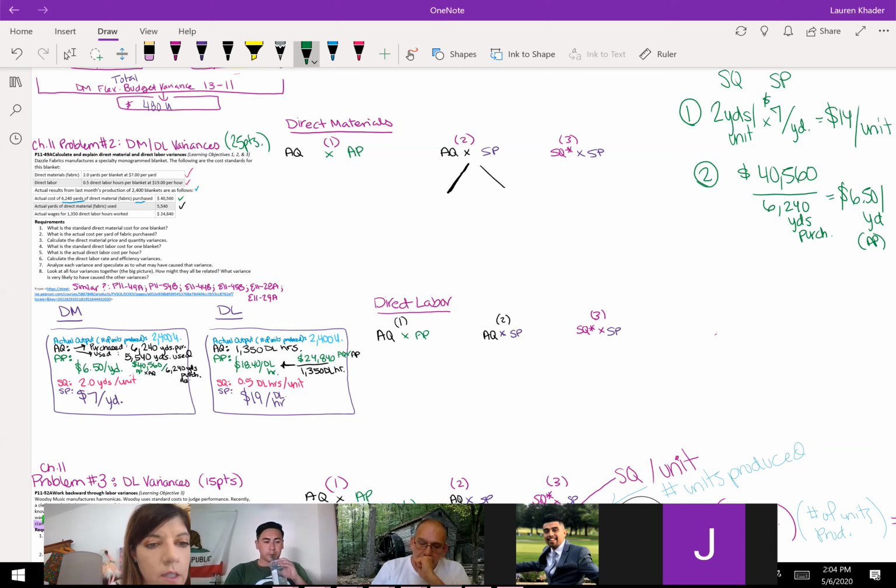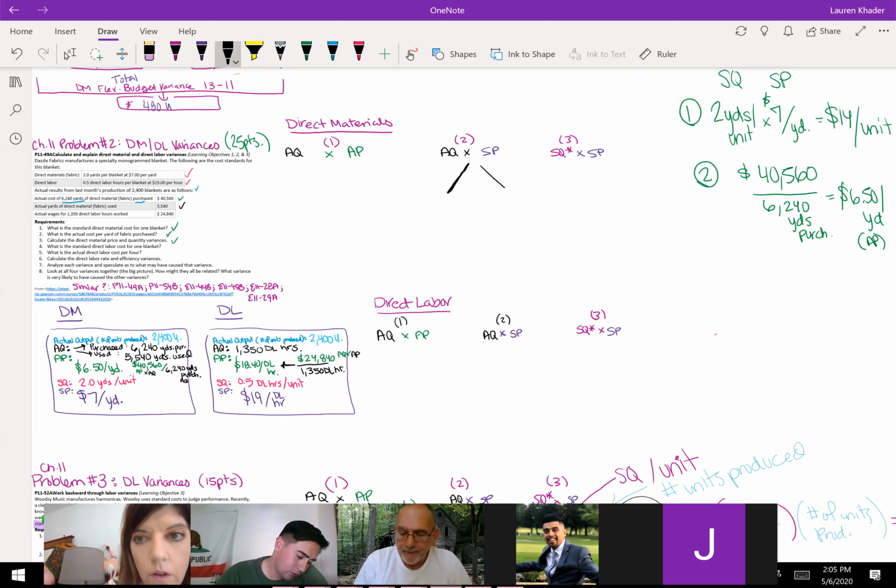Now we get into the standards that they're requesting. So calculate the direct material price and quantity variances. Do you guys want to try this? Okay. I'm going to pause.